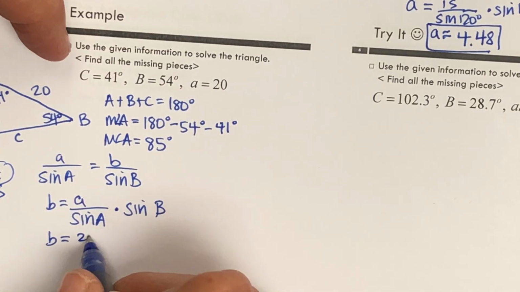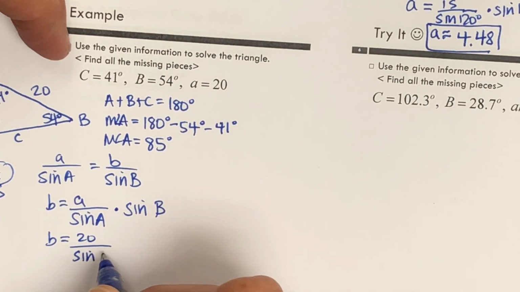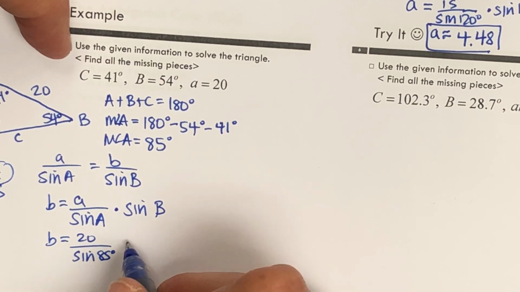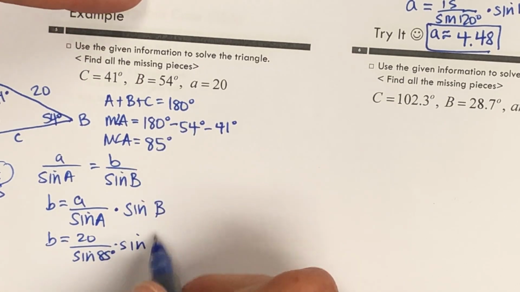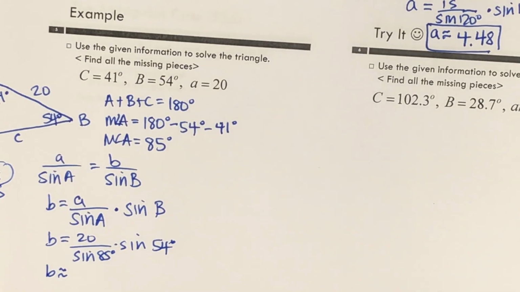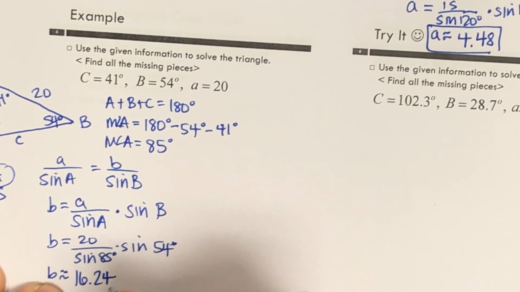So substitute in: 20 over the sine of A, which is 85 degrees, times the sine of B, which is 54 degrees. And now calculate. 20 times the sine of 54 divided by the sine of 85, and I get 16.24. That seems reasonable for B because it's the next largest.